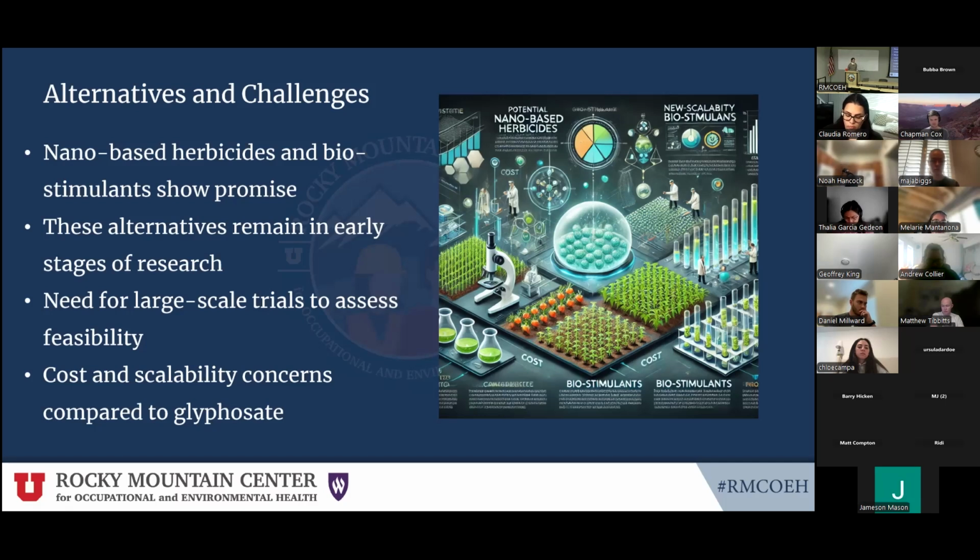Glyphosate is highly cost effective, whereas emerging alternatives may be more expensive and less accessible for large scale farming. Additionally, the long-term health and environmental impacts of these alternatives are not yet fully understood. The study emphasizes the need for further research before moving away from glyphosate completely.